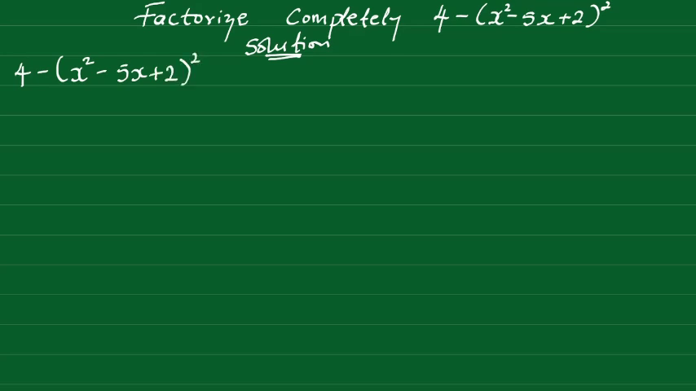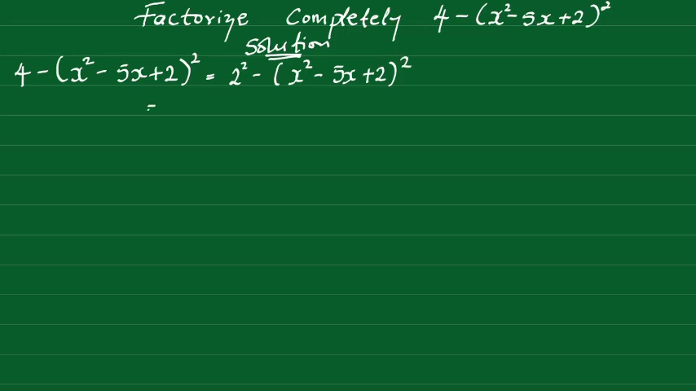Now we take note of the fact that this expression resembles that of a difference of two squares. Hence, we must resolve this first before proceeding further. Therefore, note that 4 is the same thing as 2 squared. And this gives us 2 squared minus (x squared minus 5x plus 2) all squared.